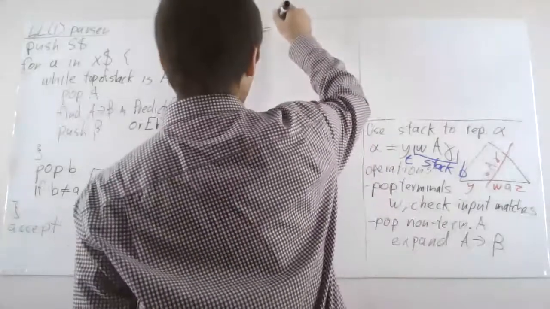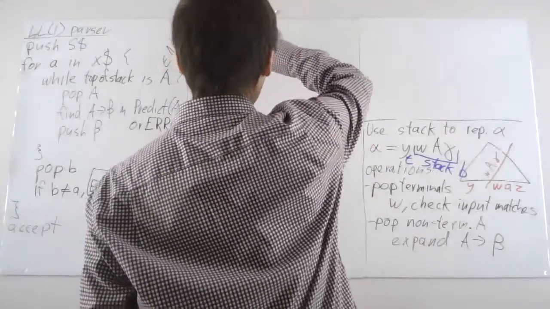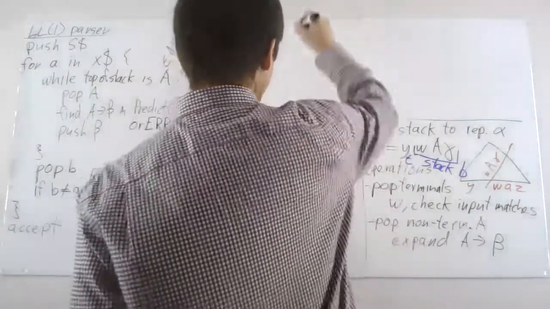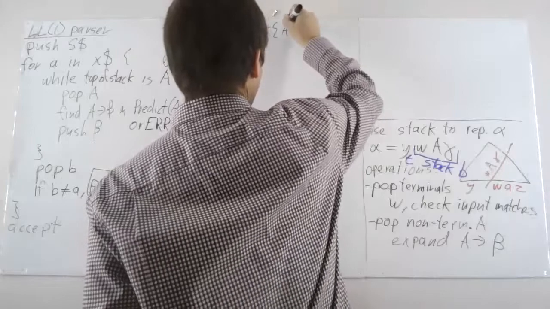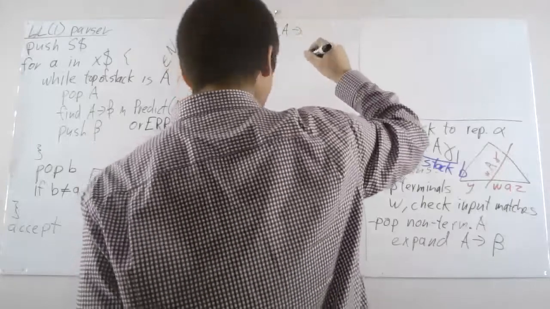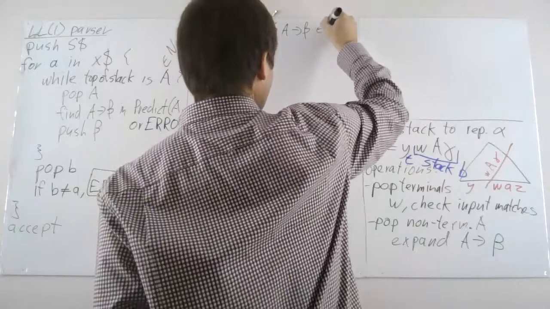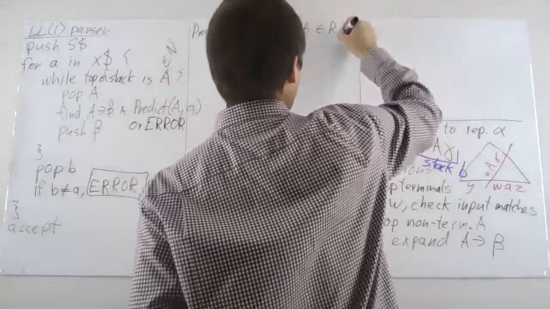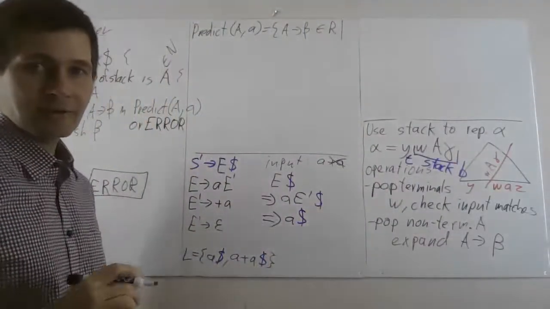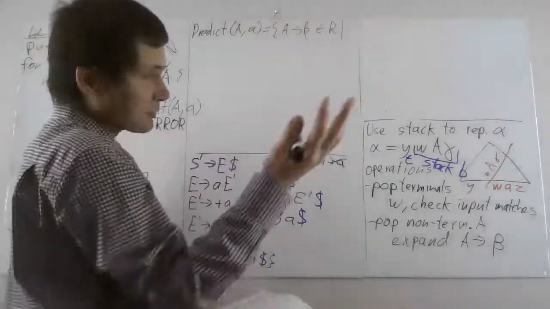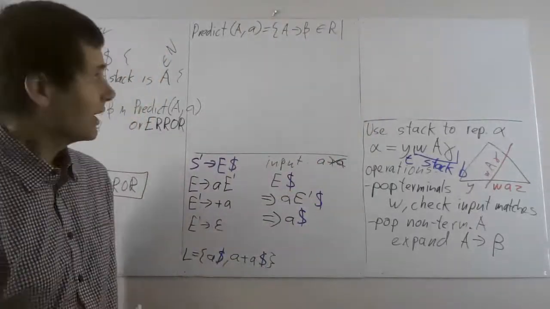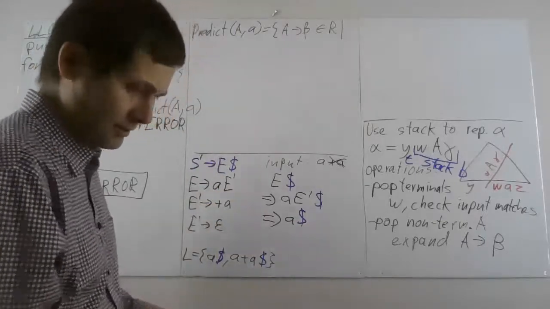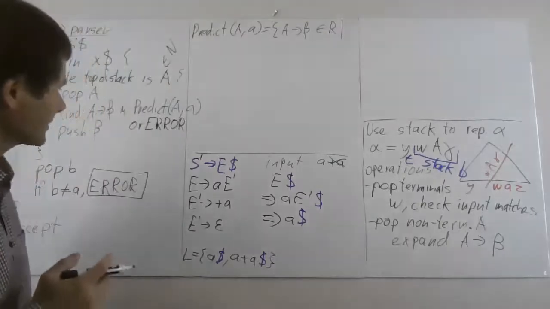Okay, so I'm going to define the predict of A and little a as a set. It's got to have rules of the form A goes to beta that are in the set of production rules in my grammar, such that, and now it comes. So they have to be rules from the grammar. That's kind of obvious. But now, which rules should I pick?